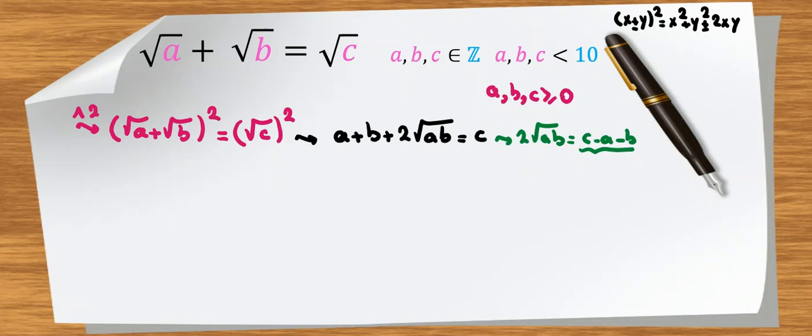So this number is an integer, okay? And we can say that root ab also has to be an integer. Because a and b are integers, their product cannot be, for example, square root of 2, because then it would be an irrational number. So we conclude that root ab should be an integer, or we can say a times b is a perfect square.